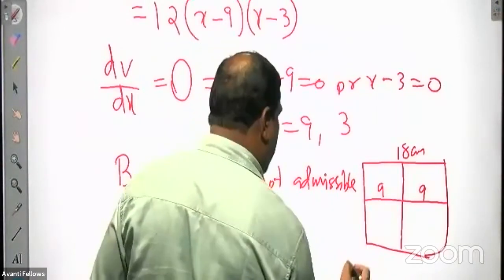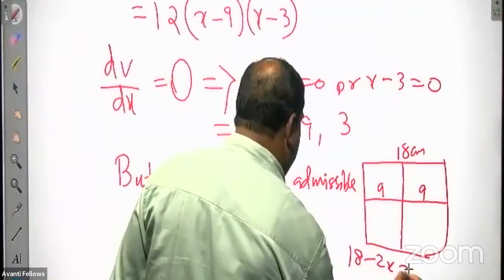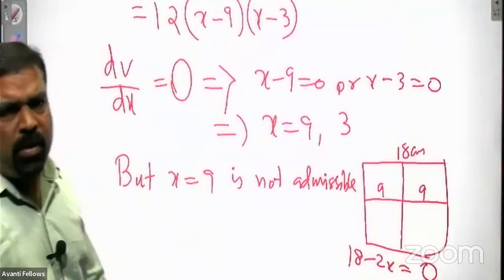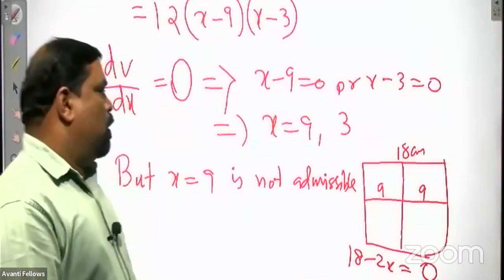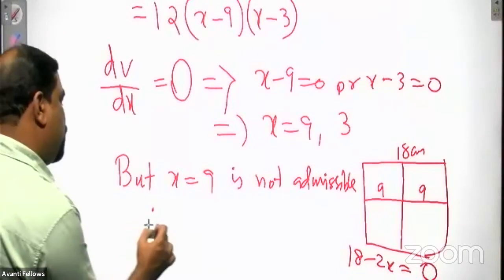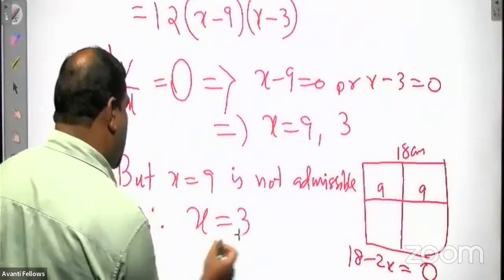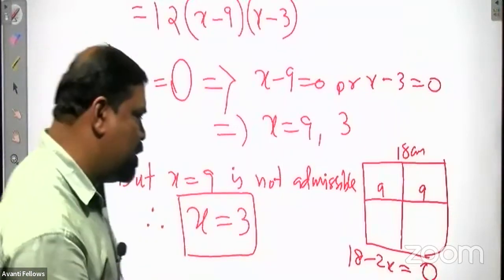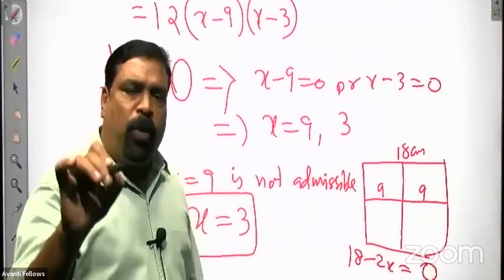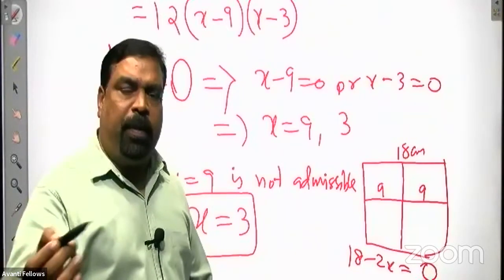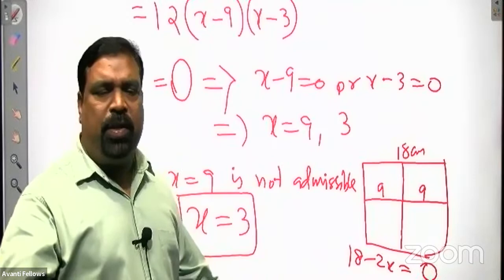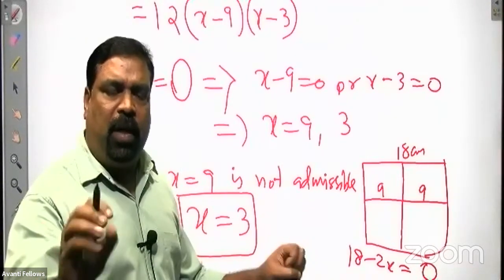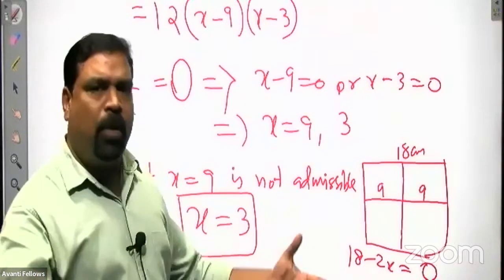The reason is very clear. 18 minus 2x is the length actually. 18 minus 2x becomes 0 actually. So we cannot make a box with a 0 length. So therefore, x must be 3 only. Okay, so we have confirmed that x equal to 3 is the critical point. That means at this point, V, the volume, may be maximum or minimum. We don't know now whether it is maximum or minimum. Okay, 3 is a critical point. So 3 is the point where it can be maximum or minimum.